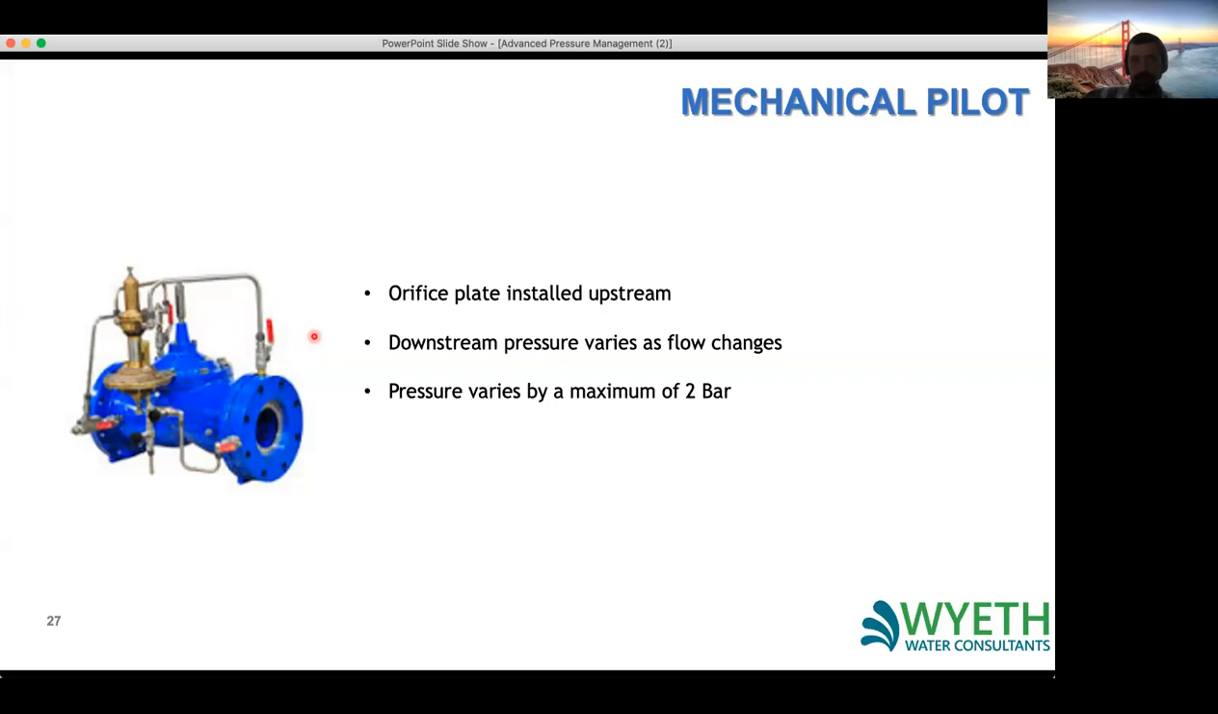So what's effectively happening is, as flow increases through the valve, the set pressure downstream goes up. And then when flow starts to drop, the pressure will start to come down.